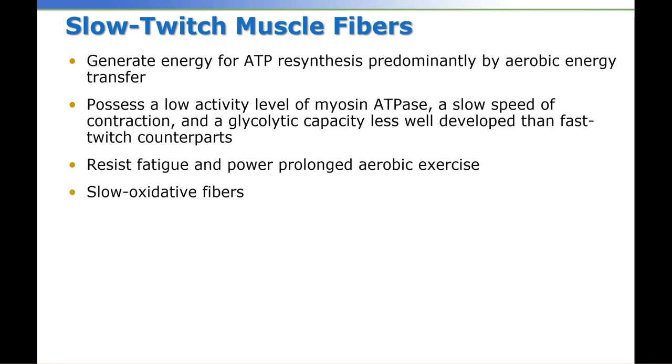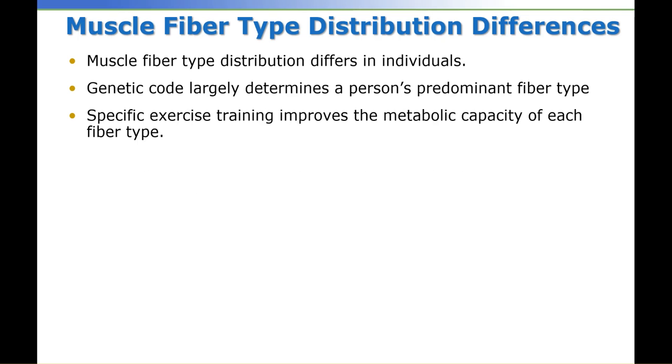Slow twitch muscle fibers generate energy for ATP resynthesis predominantly by aerobic energy transfer. They possess low activity level of myosin ATPase and slow speed of contraction. Glycolytic capacity is less well developed than their fast twitch counterparts. They resist fatigue because they're oxidative and slow twitch, but they don't elicit as much power. The power is prolonged in aerobic activity. These are slow oxidative fibers.